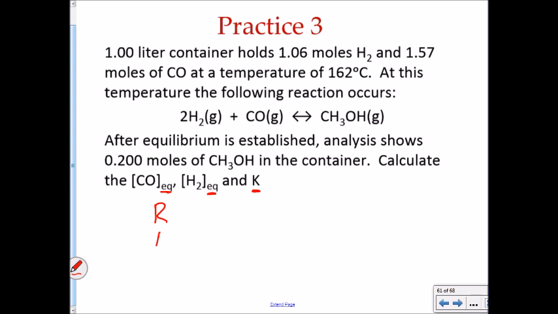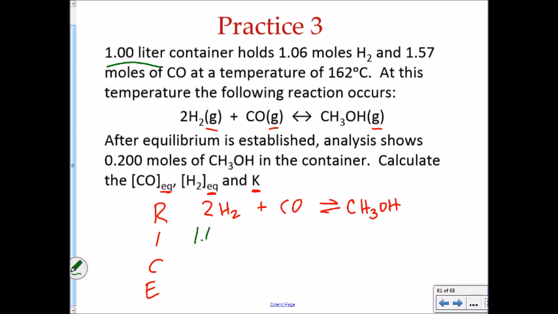That means we need to start our RICE table. Fun RICE tables. RICE chart. So we have 2H2 plus CO giving us methanol. Everything's a gas, so we're going to keep everything in and include it. Now, since everything's out of 1 liter, it's an easy change to change it all to concentrations. So let's go ahead and do that.